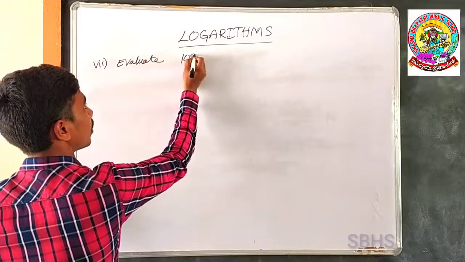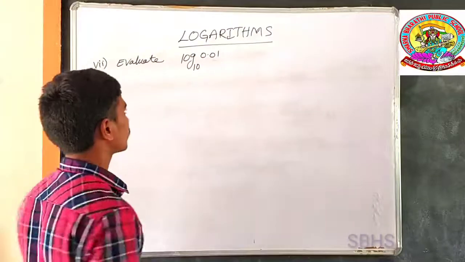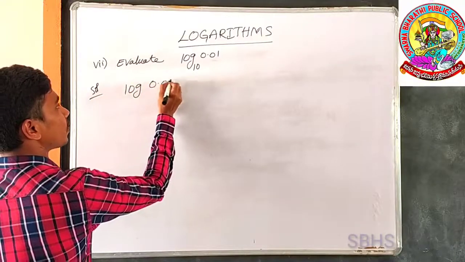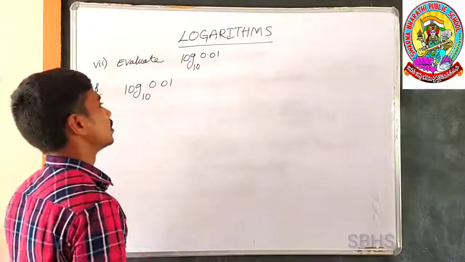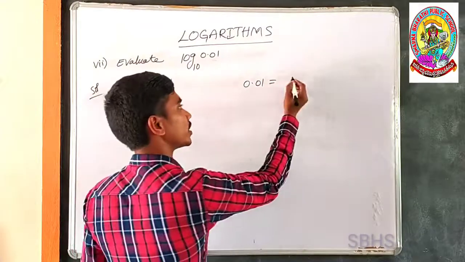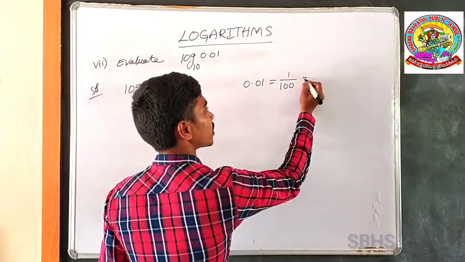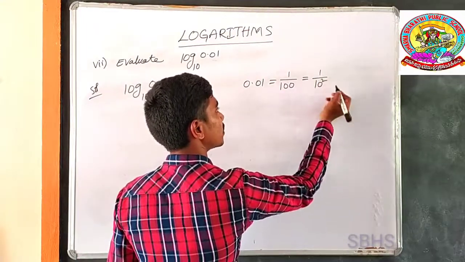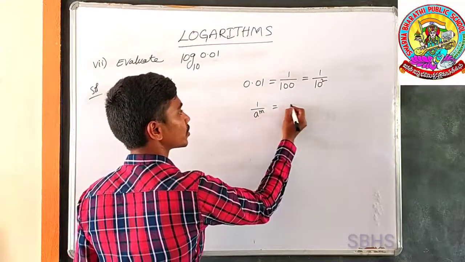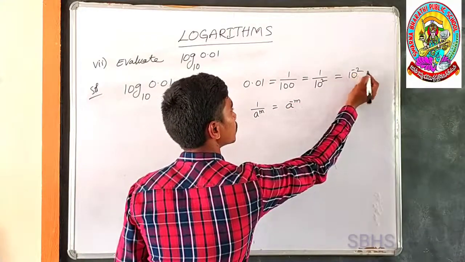Evaluate log 0.01 to the base 10. Solution. Log 0.01 to the base 10. How can we express 0.01? 0.01 can be expressed in the form of 1 by 100. It is in the form of 1 by 10 square. Already we know in exponents, 1 by a power m is equal to a power minus m. That's why 10 power minus 2.